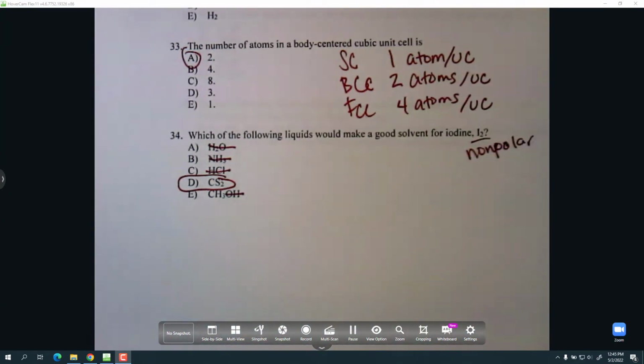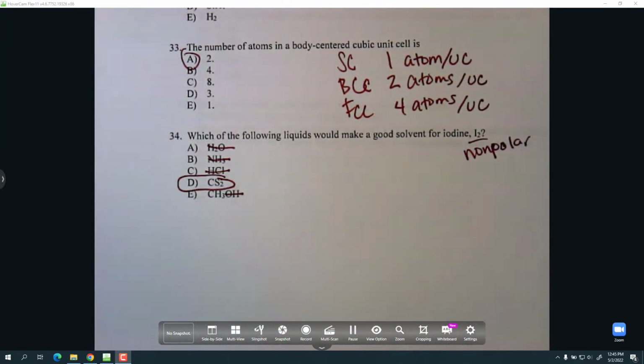I don't 100% necessarily know, but that looks like it could be linear. Definitely doesn't have hydrogen bonding. All the other ones look like clearly not, so I'm gonna go with that one. And it is linear, and it is nonpolar.